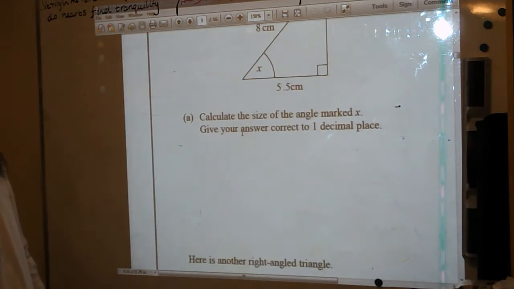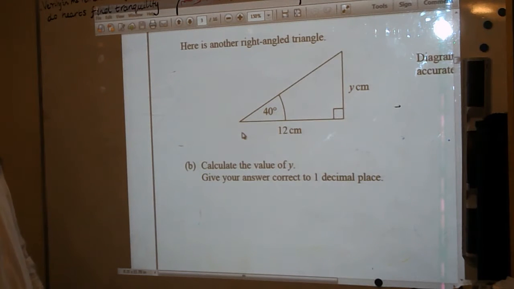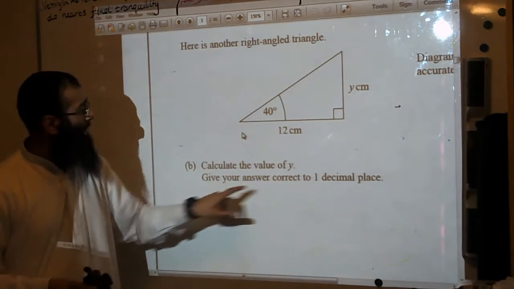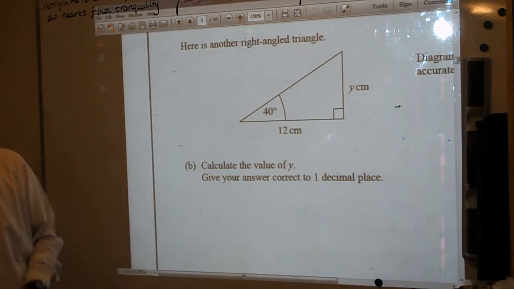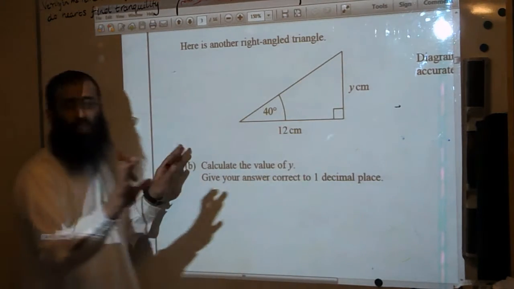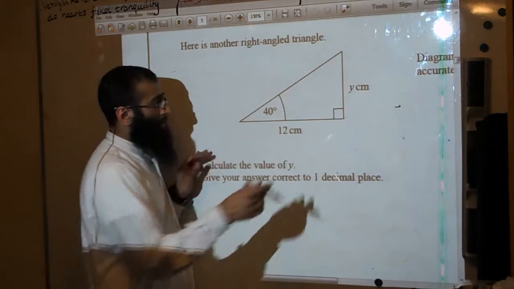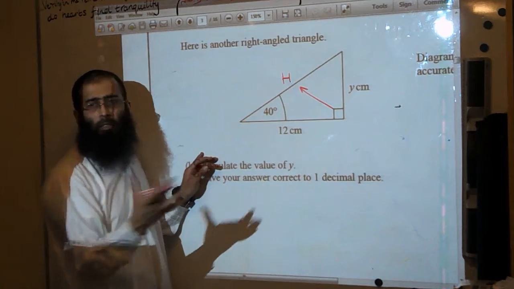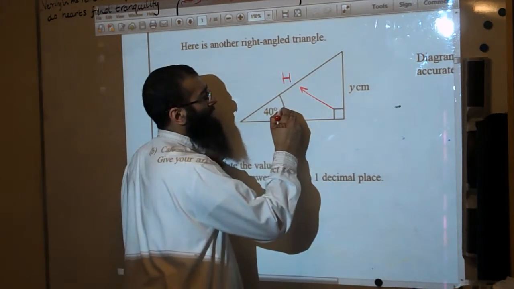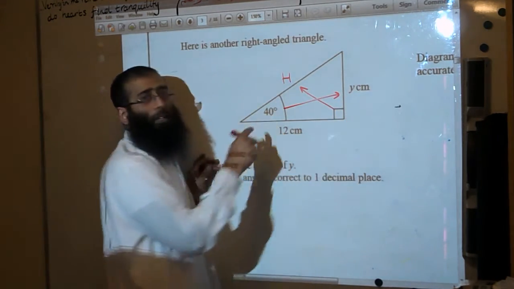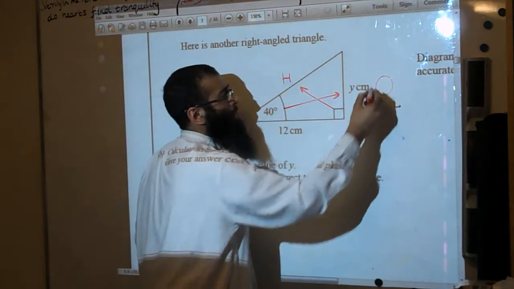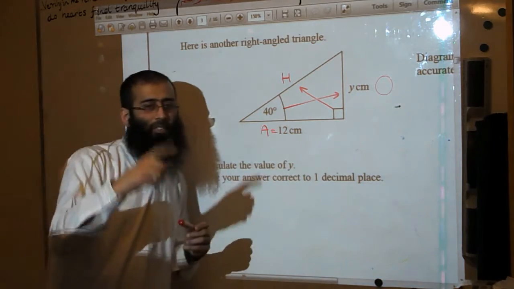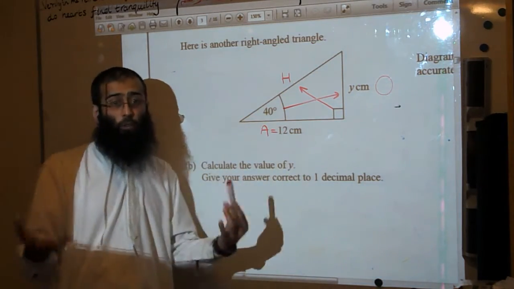Let's have a look at the next question. Okay, now we've got to work out length. So here's another right angle triangle. Calculate the value of y, give your answer correct to 1 decimal place. So let's do this bit more. Okay, first step of any trigonometry question: we start with the right angle. Opposite the right angle, the longest side is called the hypotenuse. That's nice and straightforward. Idris, what's the side opposite the angle? The side which is opposite the angle is the opposite, and the remaining side has to be the adjacent. So you don't label the adjacent first. That's by default the leftover one.